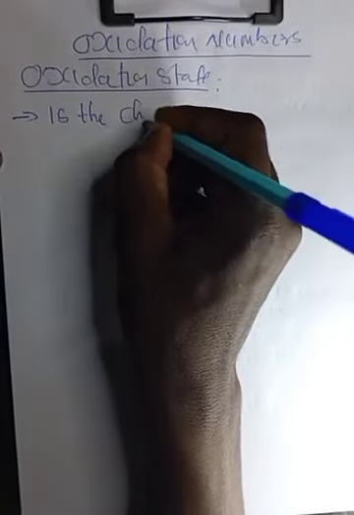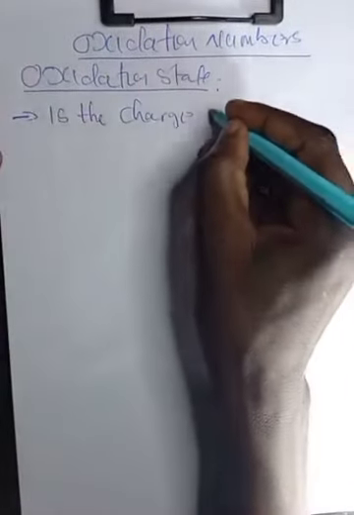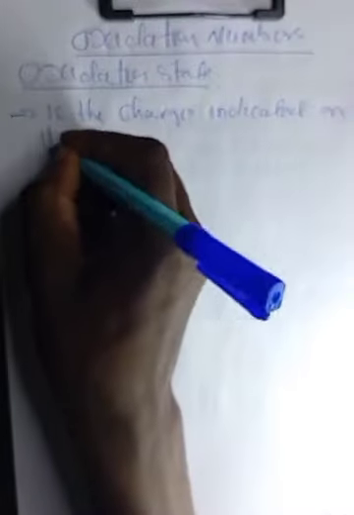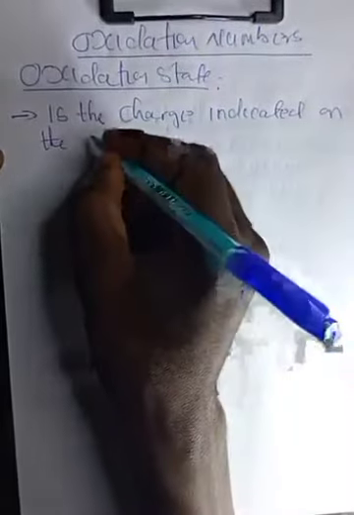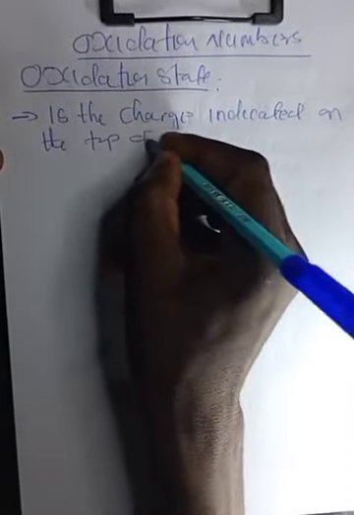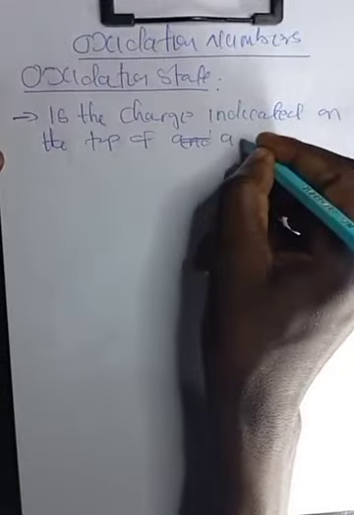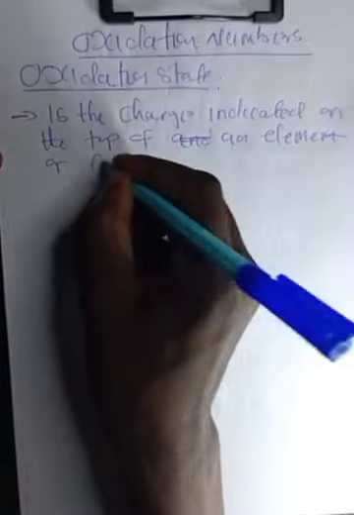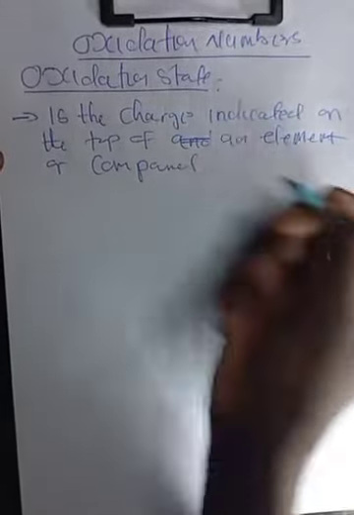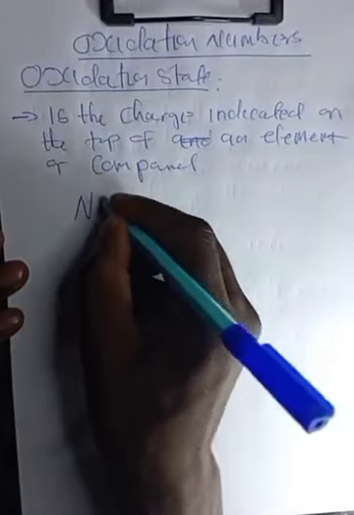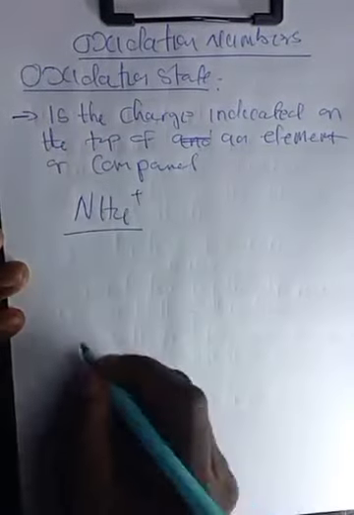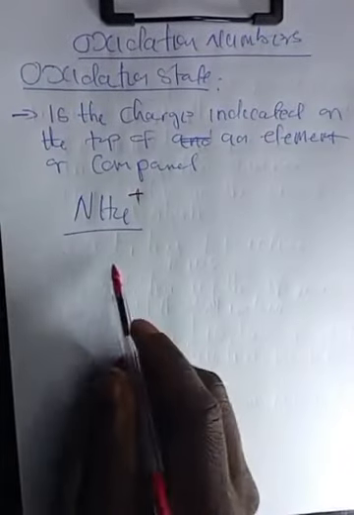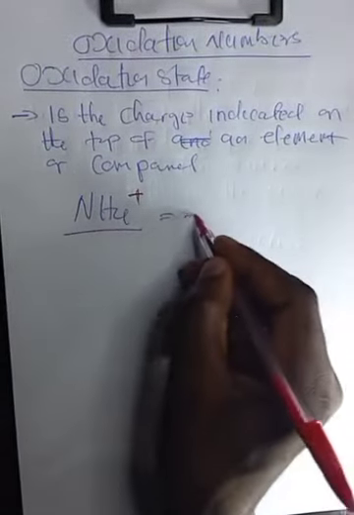a charge indicated on top of an element or compound. For example, if I write NH4, this is ammonium. Ammonium has a positive charge here, meaning the oxidation number of ammonium is basically positive 1.